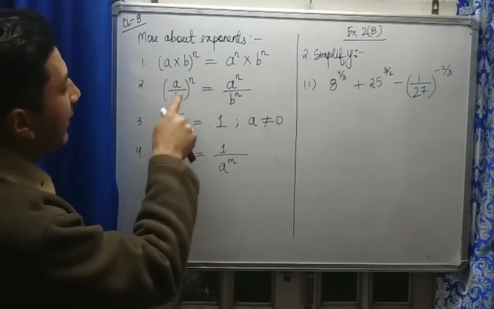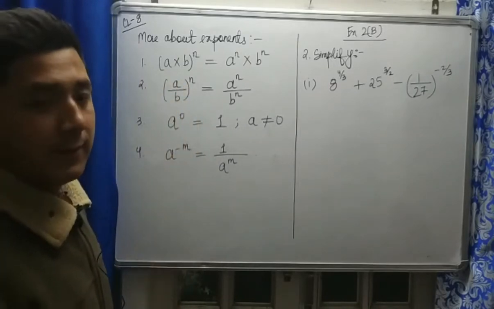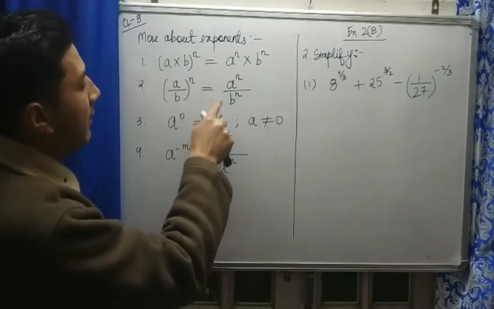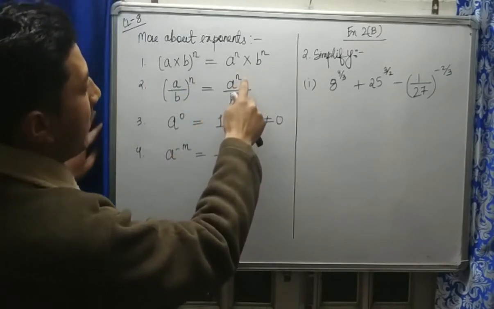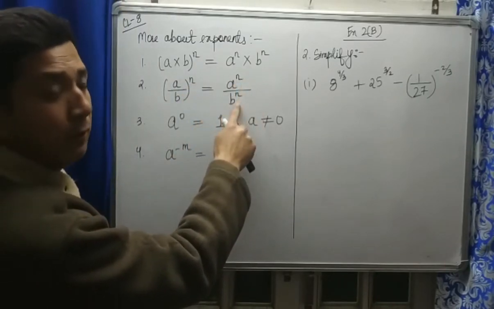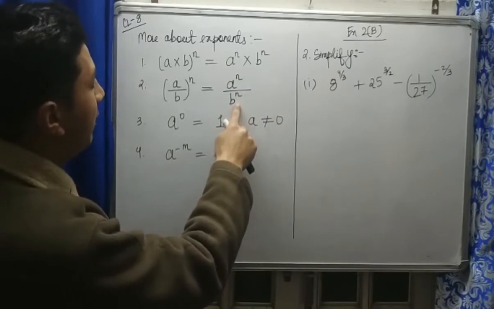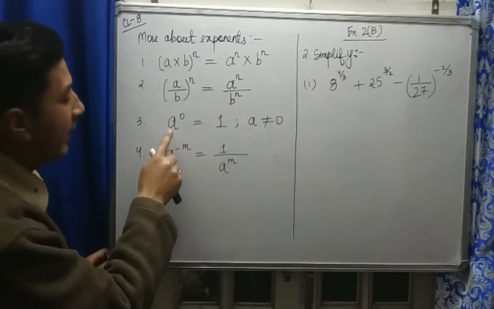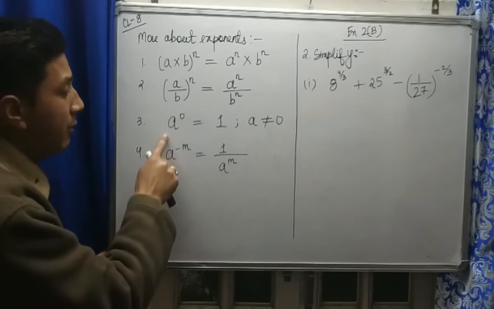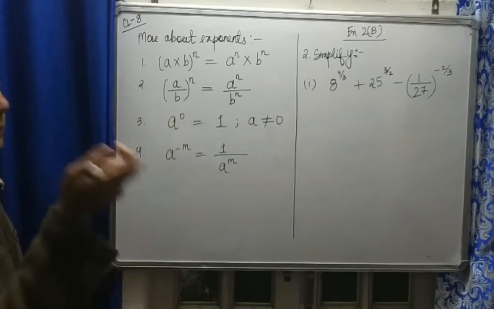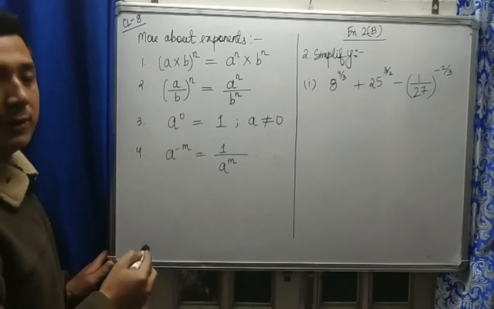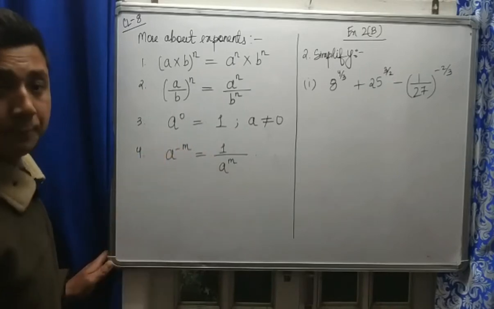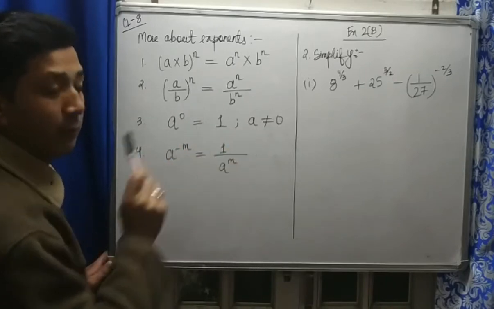Number 2, (a by b) to the power n. The formula is a to the power n divided by b to the power n. This is the second formula. The third formula is anything to the power 0. A to the power 0 or b to the power 0 or c to the power 0, anything to the power 0 is always equal to 1, provided the base cannot be equal to 0.